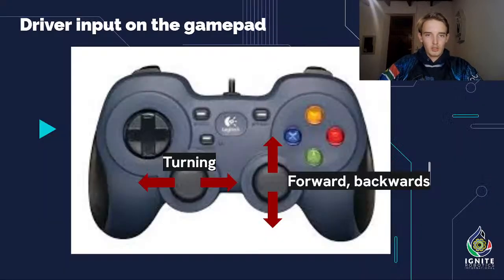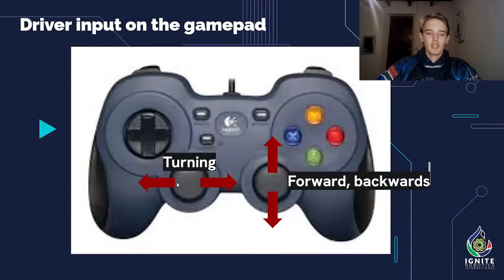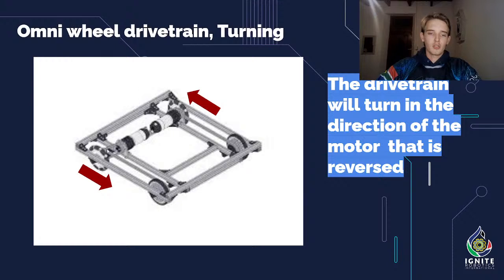Let me try to illustrate this. Okay, here we go. So over here, turning is the driver input. If turning is left or negative, we want the drivetrain to rotate to the left, which means that the left one needs to be negative and the right one needs to be positive. So what we need to do then is, let me show this again.